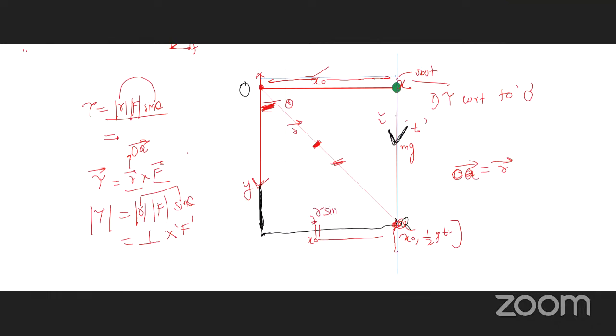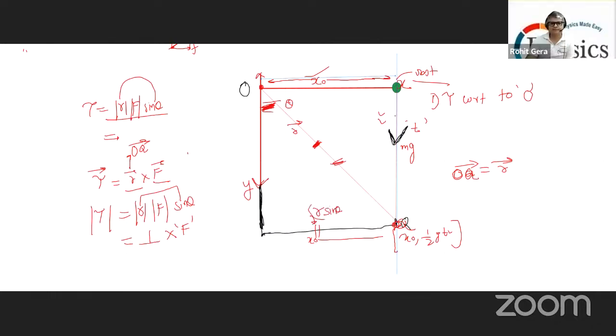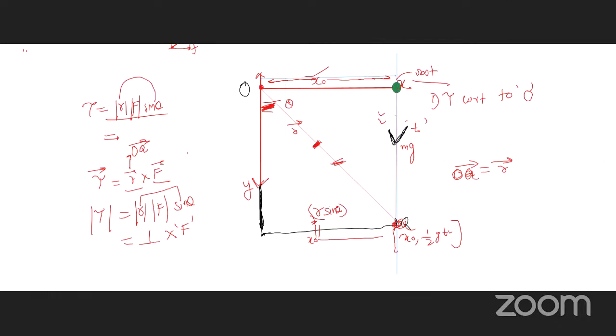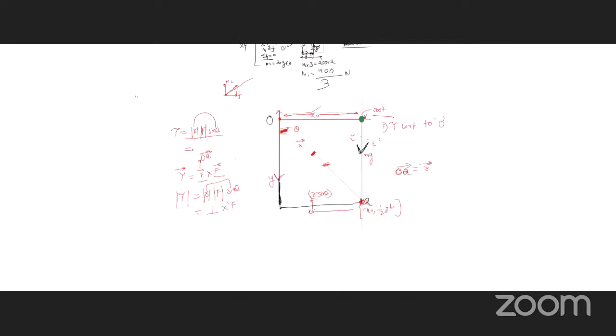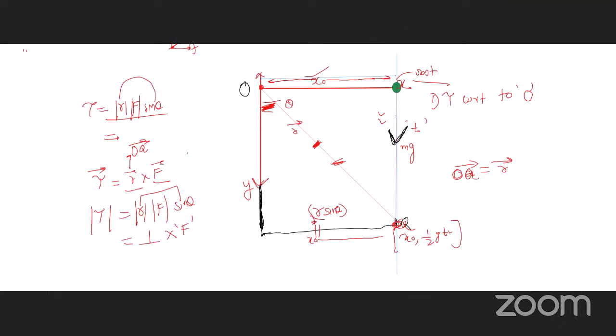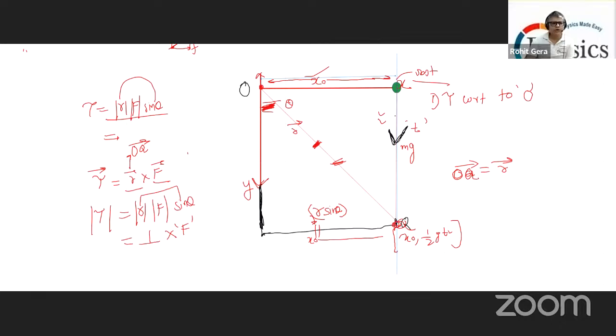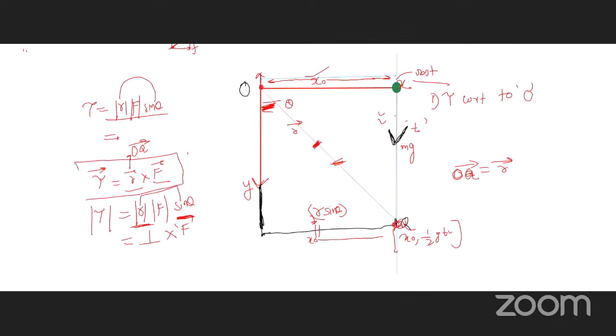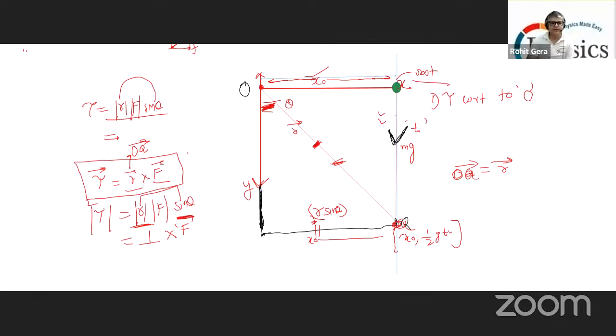r sin theta, yes. And why did we get the torque? Decide what you want to do: either you want to use this or you want to use vector format. Please decide what you are trying to do. Okay, this one, r F sin theta, so you're finding the magnitude then.